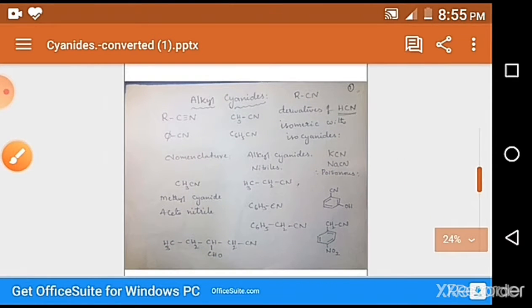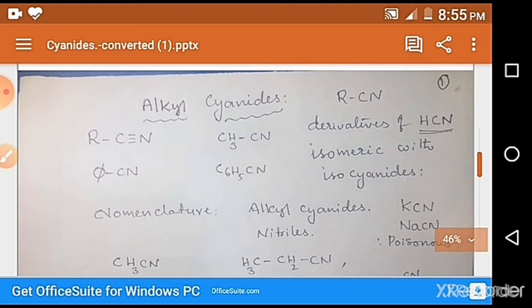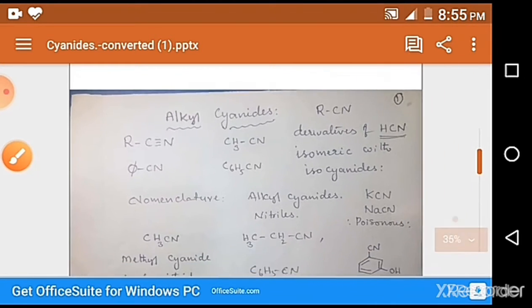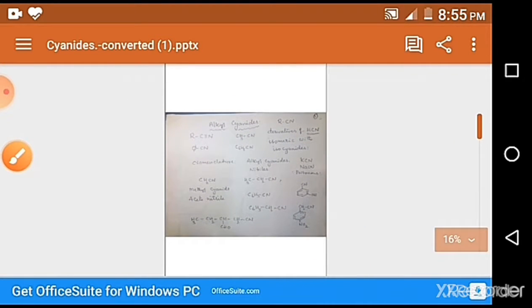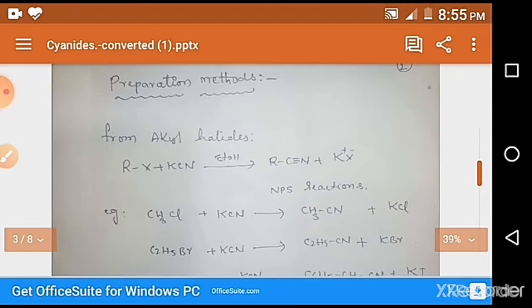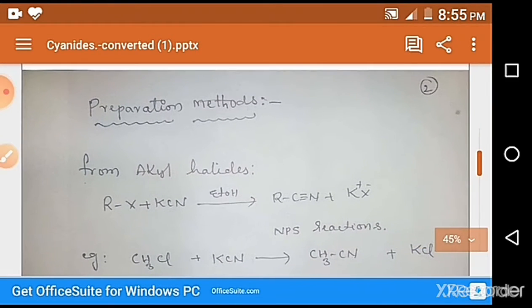So what are cyanides? The common formula is RCN. These are the derivatives of HCN. So common forms: methyl cyanide, phenyl cyanide, acetonitrile. These are the different names. Next slide. Okay, preparation methods. How do we prepare these cyanides? We'll see.